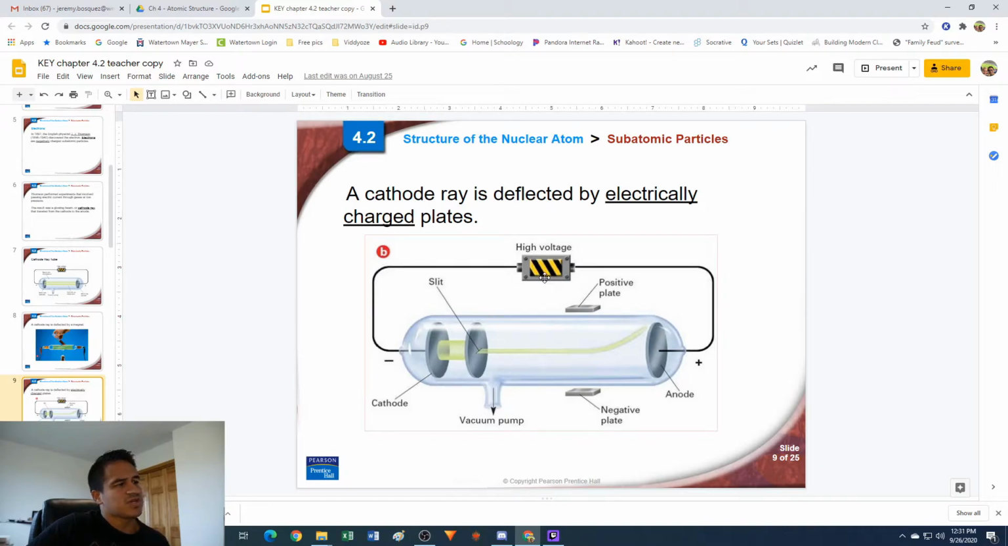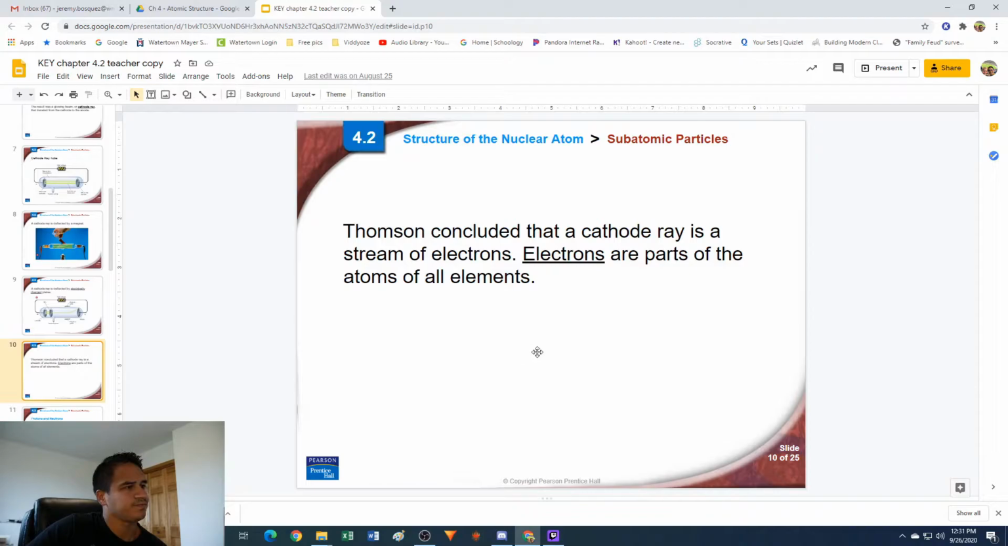So he came to the conclusion that there was a charged particle inside the atom because you could affect it with a magnetic field, and that charged particle must be negatively charged because this beam was being repelled from the negative plate and attracted towards the positive plate. So he concluded that this particle was negatively charged. He called it an electron, and that was where we first discovered that particle.